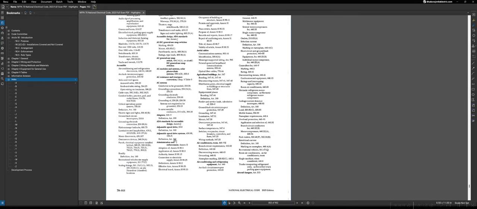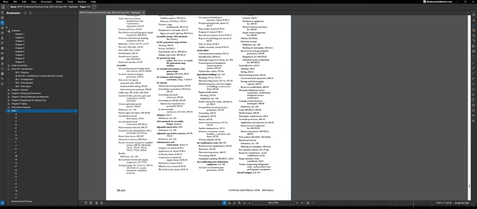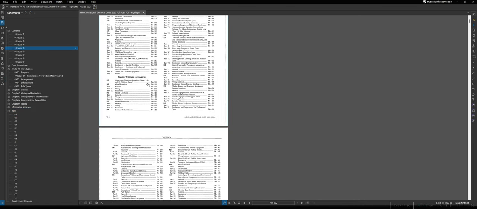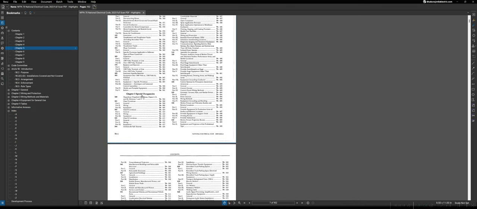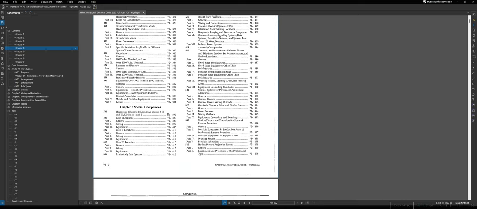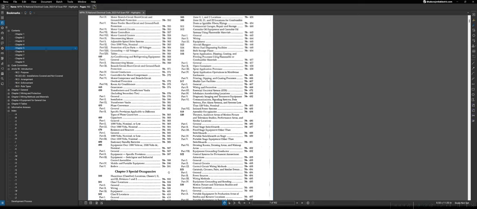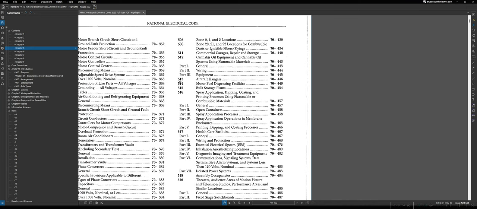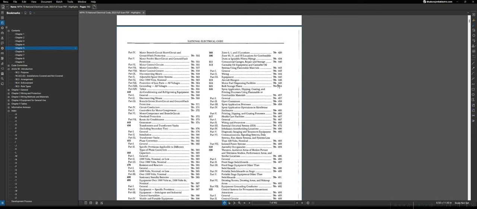Now, if I wanted to hop around a bit, and maybe I weren't as familiar with the NEC, I could then go back to my contents, and if I go to Chapter 5, Special Occupancies, I can go until I find Article 513, Aircraft Hangars, and it'll actually give me a page number for that as well. So I can use that to navigate if I need to.